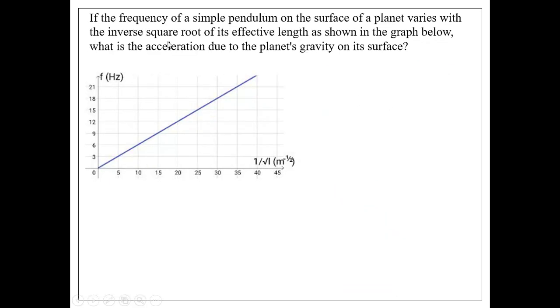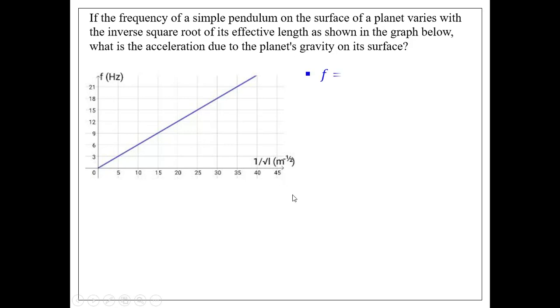Here, you're given a frequency for a simple pendulum, aka a bob on a string, right? And it wants you to find the acceleration due to gravity. On the vertical axis, you have f. On the horizontal axis, you have 1 divided by the radical of the length of the pendulum.